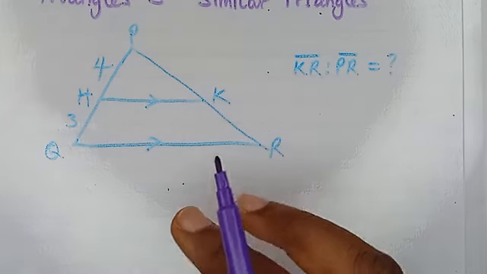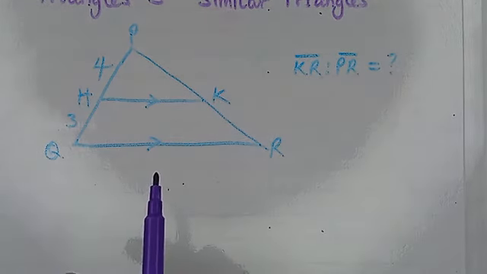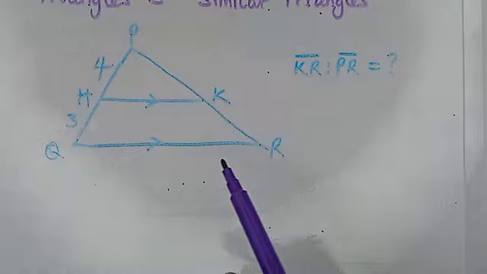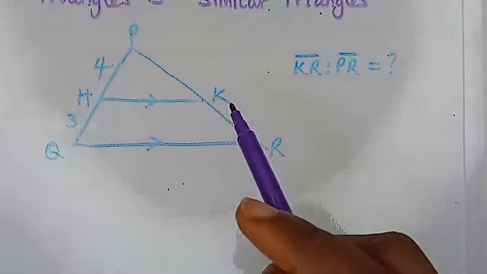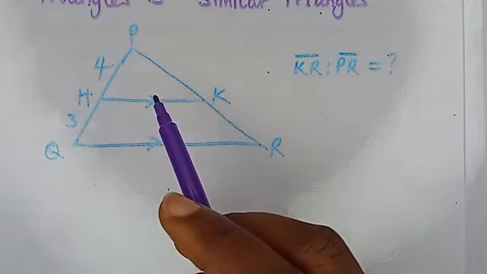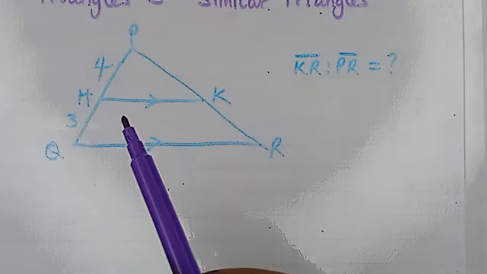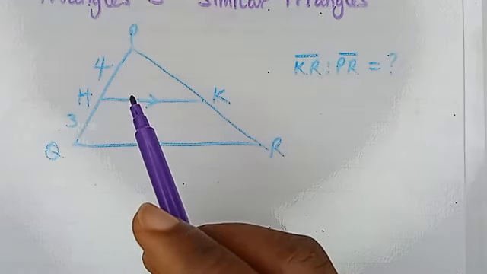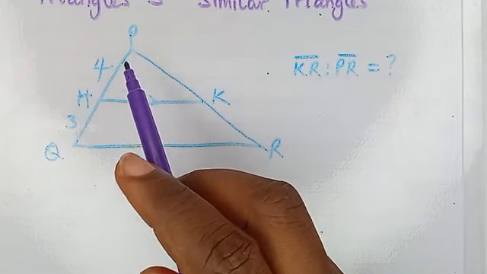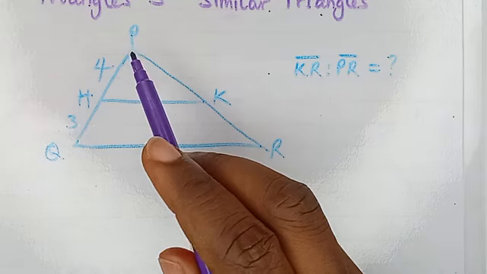Now, lastly, let's look at this last example. Now we have the triangle PQR and also PHK. Now we have parallel lines here. For triangles like this, we can see they share this angle, right? Both of the triangles, the big one and the small one, they share this angle.